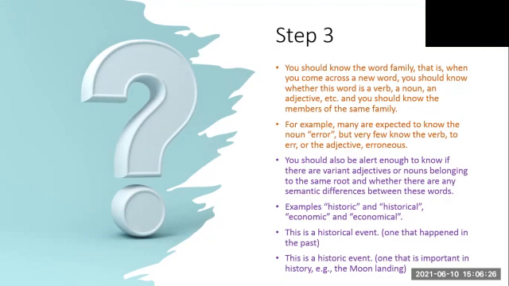حدث وقع في الماضي، في التاريخ السحيق. It's an event that happened in the past. But when you say this is a historic event, so you translate it as هذا حدث تاريخي. يعني it's an event that is very important in history. For example, the moon landing, الهبوط على سطح القمر.